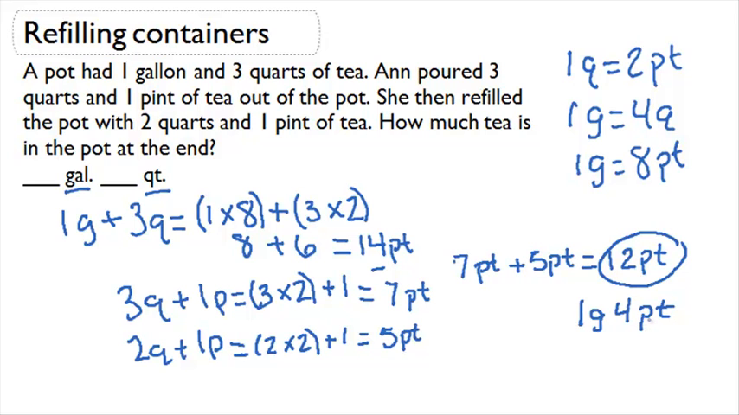Now, in 4 pints, how many quarts are there? Well, there are 2 pints in 1 quart, so we're going to end up saying that we have 1 gallon and 2 quarts. So if I put that right here into my answer, I end up with 1 gallon and 2 quarts left at the end in the pot.